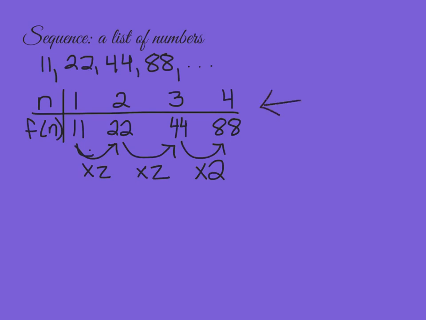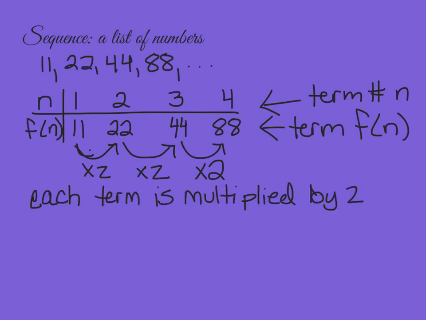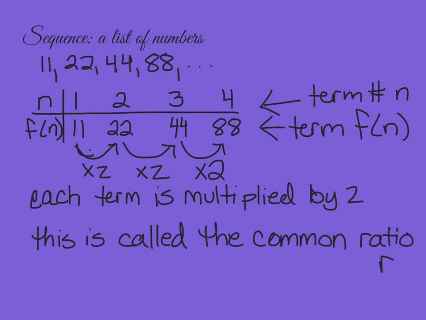So we're going to let each of these be our term number. N stands for your term number. And each of these is your term, or f of n. And we said each term was multiplied by 2. And that 2, that everything is multiplied, we're going to call that the common ratio. And we'll use an R for our common ratio.